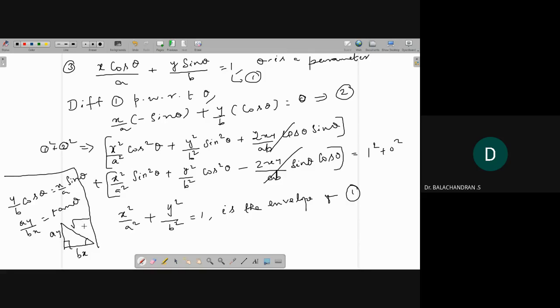Root of a square y square plus b square x square. Then you need to find sine theta. Sine theta equals a y by this term, and cos theta equals b x by this term, and then you need to substitute and eliminate. So you will get the final answer is the same.